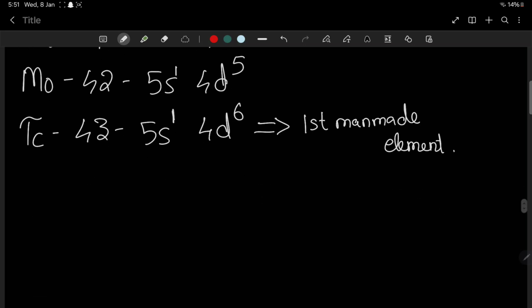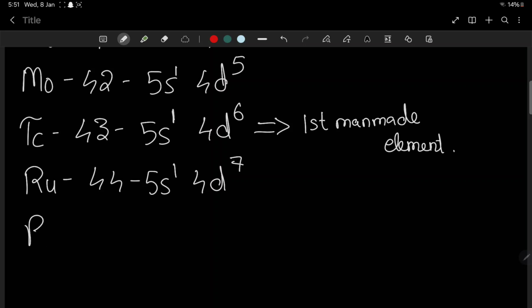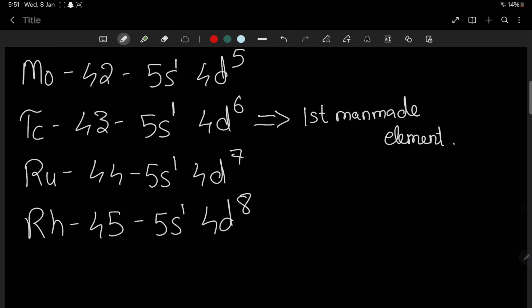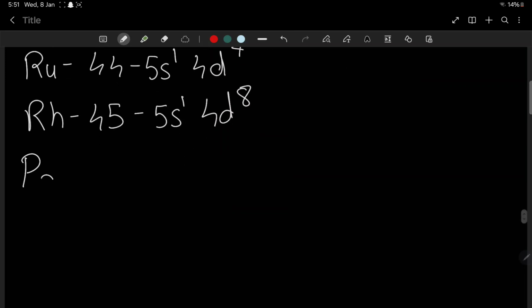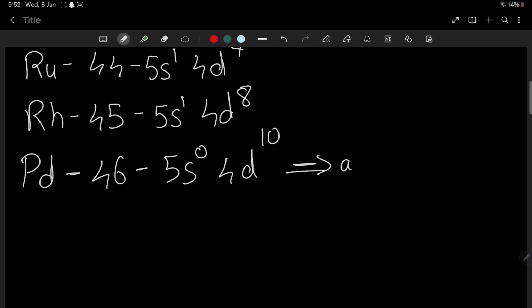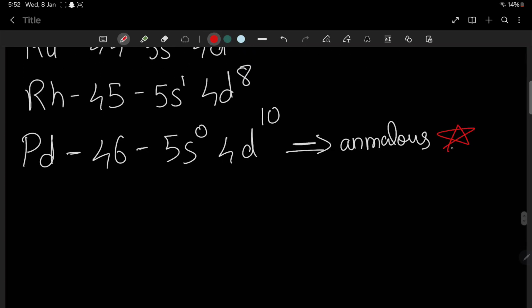Okay, now we have next one, ruthenium, that is 44, 5s1 4d7. Then rhodium, that is 45, 5s1 4d8. Next one is palladium. Palladium is another odd one, 46. It has 5s0 4d10. Very important, anomalous. Palladium having s0, very important.